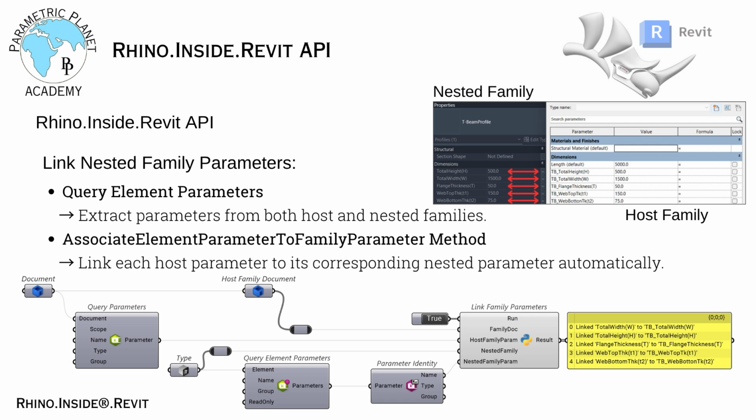To automate this process, we will follow two simple steps. First, we will extract the parameters from both the host and nested families using the query parameters and query element parameters components. Then we will use a Revit API method, associate element parameter to family parameter, to create a direct link between them, allowing the host family to drive the nested geometry. Let us take a closer look at the method we are going to use in this workflow.